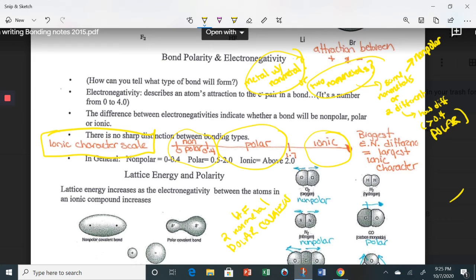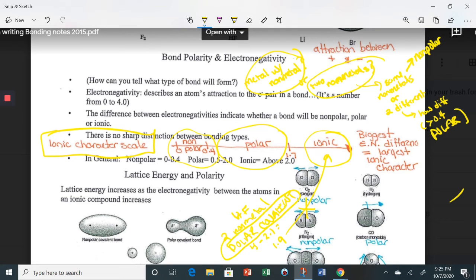It is not ionic, there is no transfer. But if I do an electronegativity difference, I have 4 minus 2.1, which gives you 1.9. 1.9 falls in here. But this is not ionic. It's not, guys. It is polar covalent.